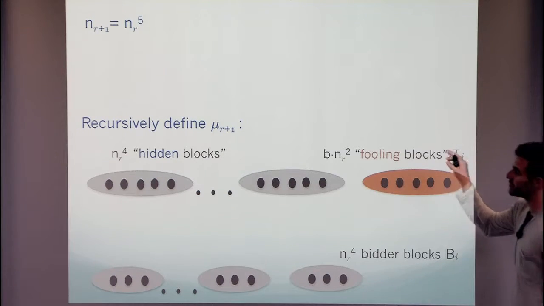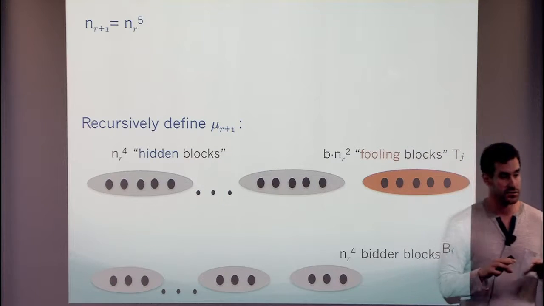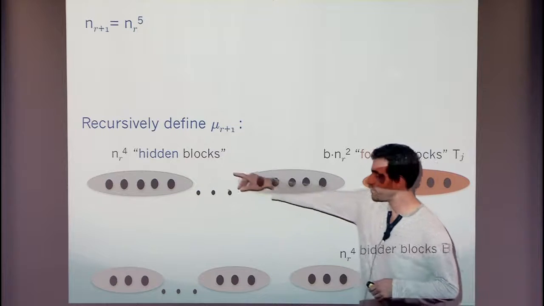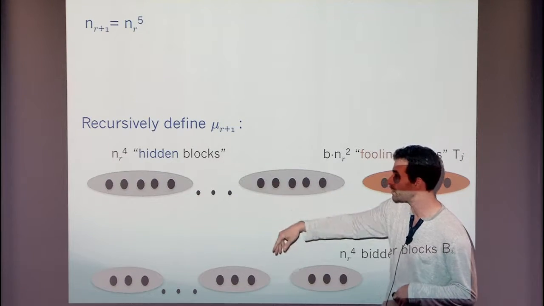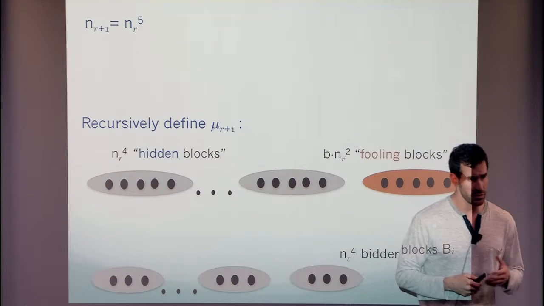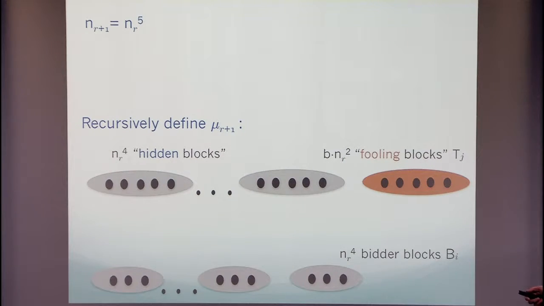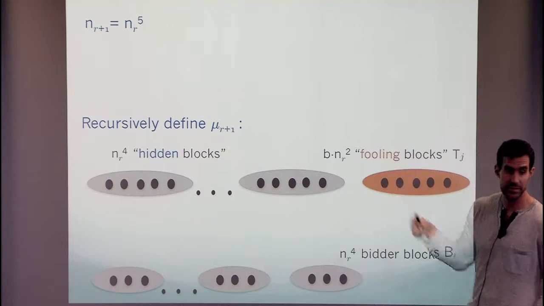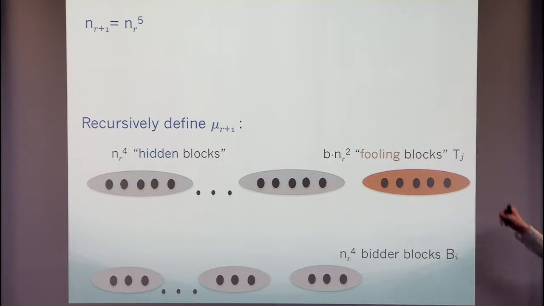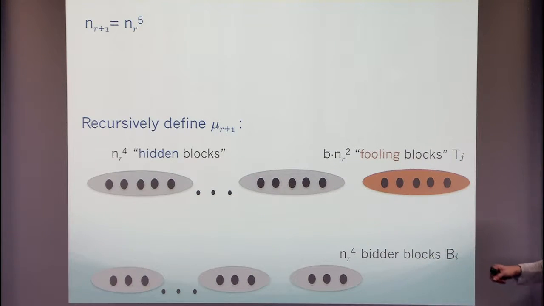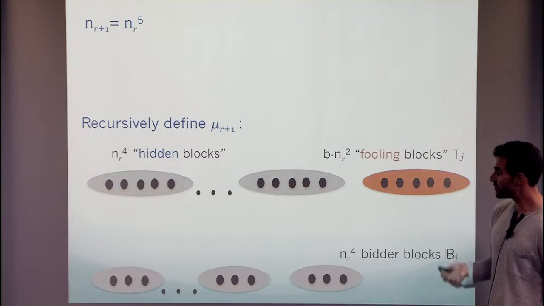What about the set of items? The set of items is constructed into two sets. We will have a so-called hidden item block for each one of the bidder blocks. So we will have N_R to the fourth hidden blocks. And we'll have an extra smaller set of something like B times N_R squared fooling blocks. The name is suggestive, and we will see in a second why it is so.